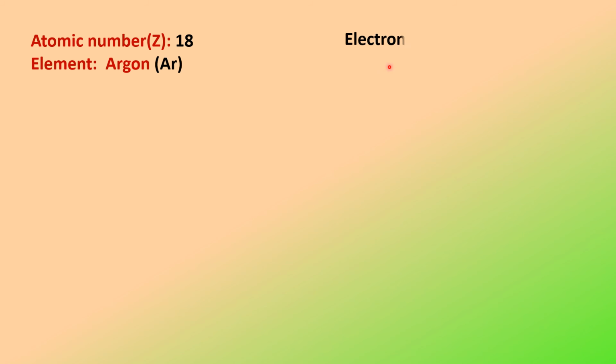The next element is argon, which is the third element among the noble gases. Its atomic number is 18 and its symbol is Ar. The configuration for argon is 1s2, 2s2, 2p6, 3s2, 3p6. See, all the noble gases except helium have octet in their valence shell. This is the third shell for argon. Third shell is the valence shell for argon, which has 8 electrons.